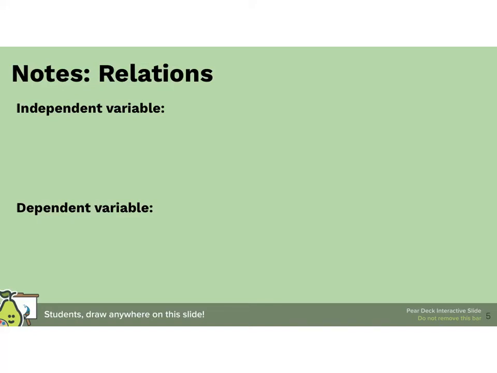All right, so let's jump into our notes, which is just vocabulary for today. So first of all, we've been talking about relations. What is a relation? A relation is simply a group of ordered pairs.